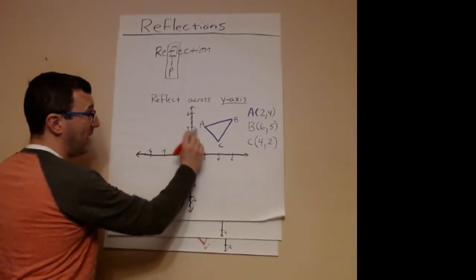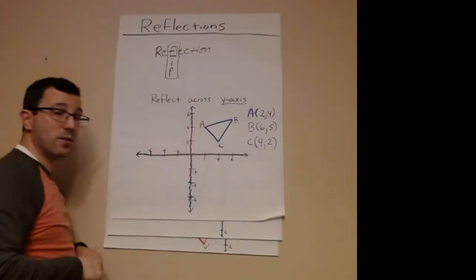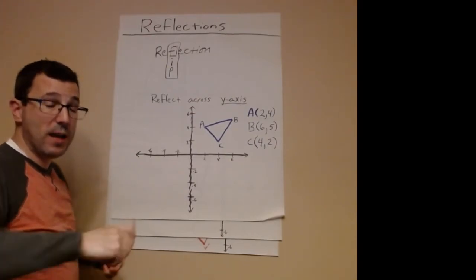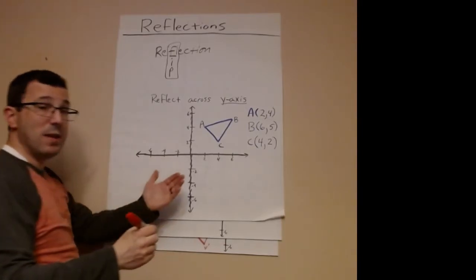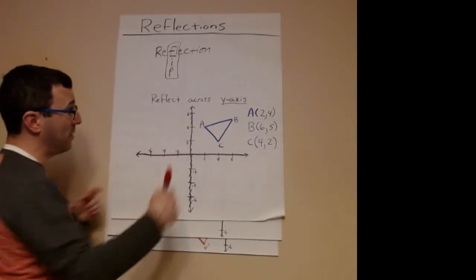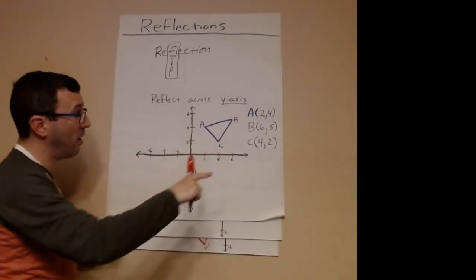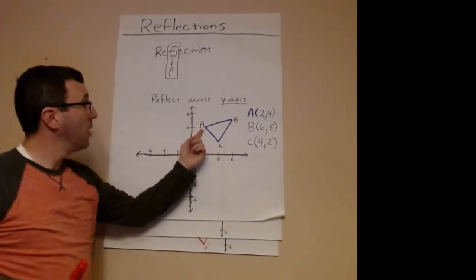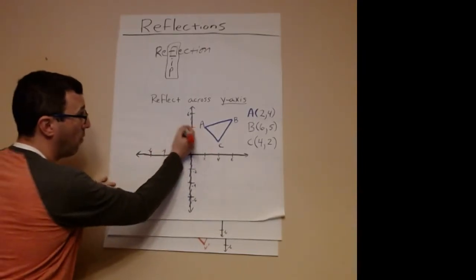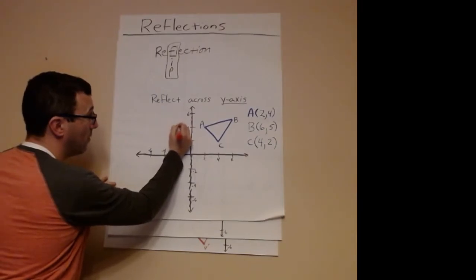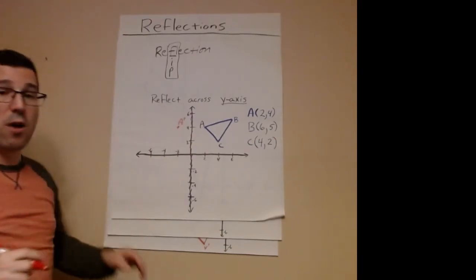When I look at A, it's 2 units away from the y-axis. So its reflection is going to be 2 units in the opposite direction. So this is 2 units to the right of the y-axis. Our reflection is going to be 2 units to the left. So 1, 2. And we're going to call it A prime.